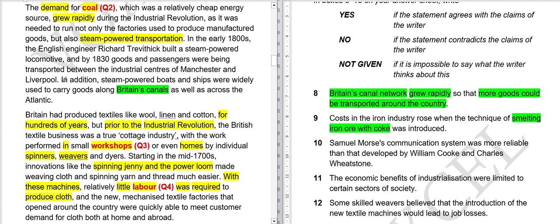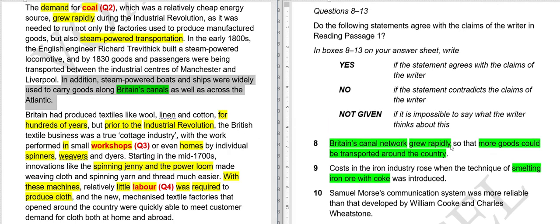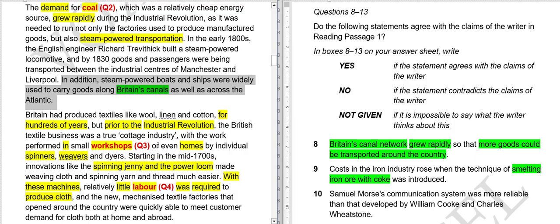So our answer should be according to this particular sentence, and I am giving you some 5 or so seconds to tell me if our answer should be yes, no, or not given. And your time starts now.